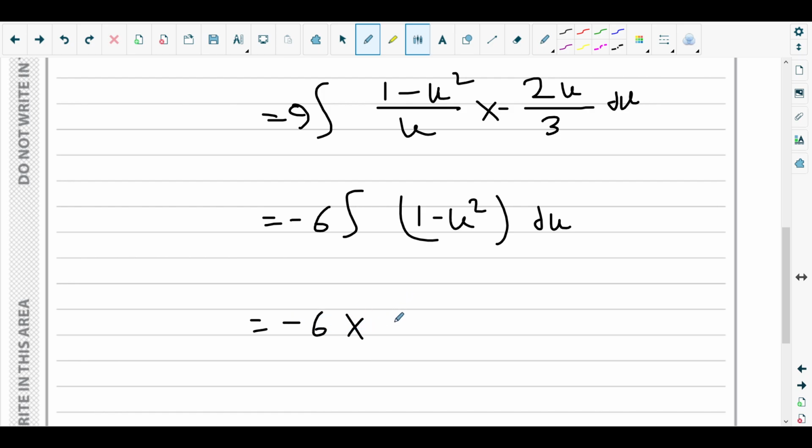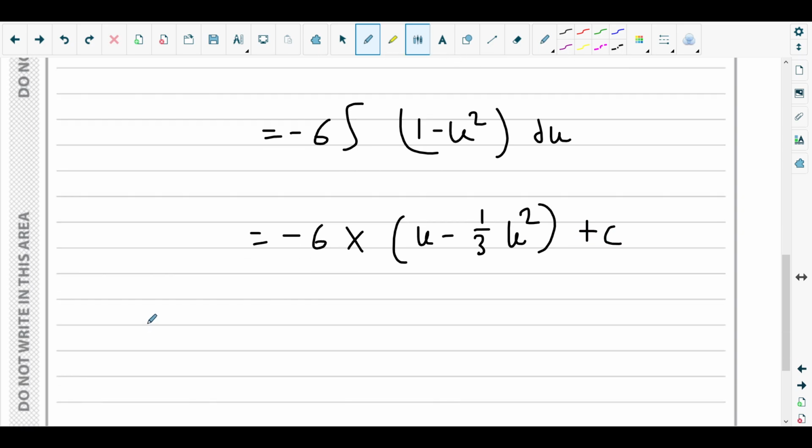What will you get? Integration of 1 is u minus 1/3 of u squared, plus c. That's fine. Now multiply the bracket. So what will you get? Negative 6 times negative 1 over 3, that is 2u squared, negative 6u plus c.